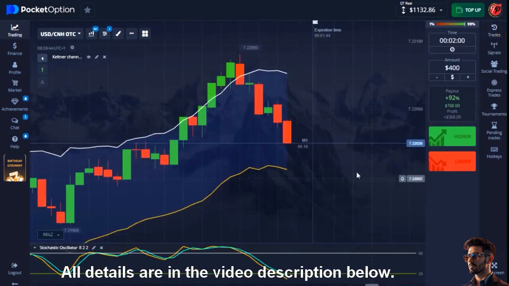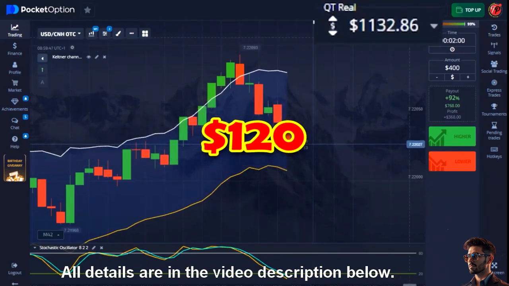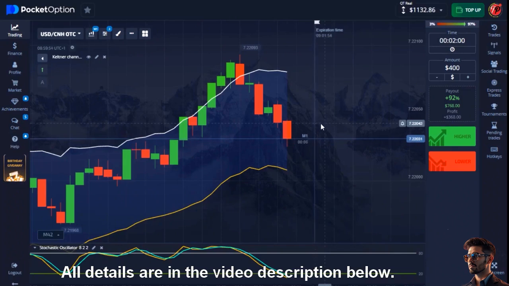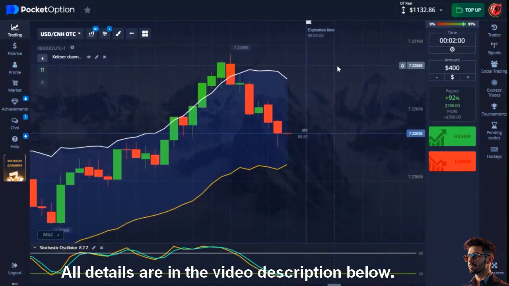Alright, so guys, this is where I'm going to stop on today's video. So right now from $120 to over $1,132 in balance. This is actually a very powerful one. So guys, this strategy works very great. Like it works so powerful, especially in OTC market. So just make sure you follow all the rules I made on this video, and you're definitely going to end up in profit. I guarantee you that.